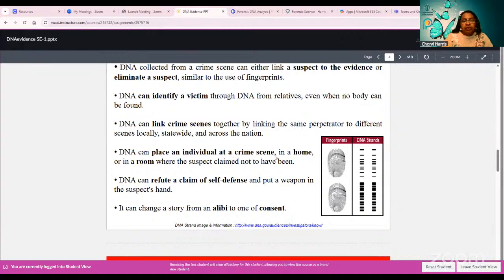It can place an individual at the crime scene, in a home, or in a room where the suspect claimed they were not. DNA can refute the claim of self-defense and put a weapon in the suspect's hand. It can change the story from alibi to consent. So they gave you a picture here of fingerprints of an individual and DNA strands. And notice there's some slight variation. We're going to be looking at that.